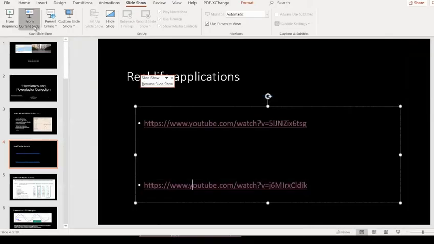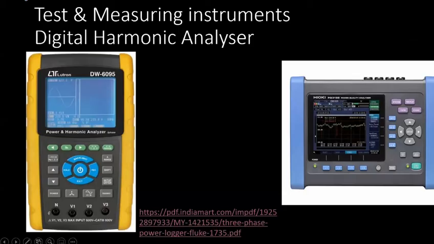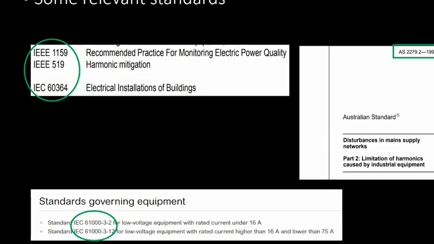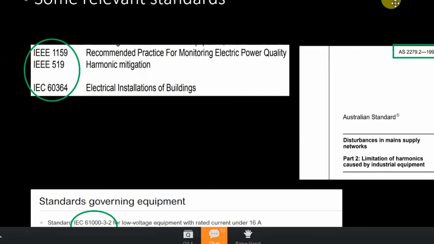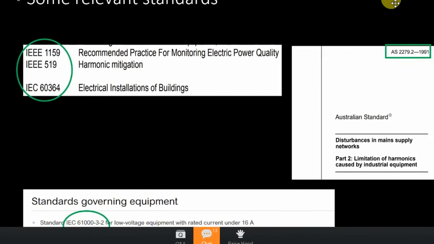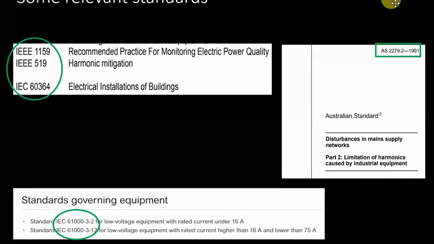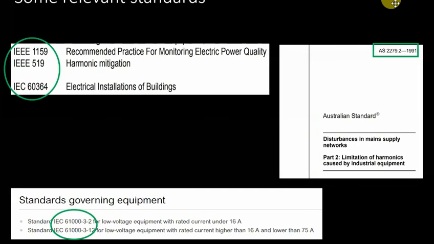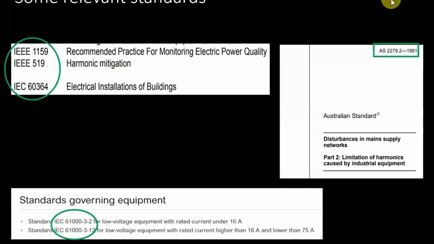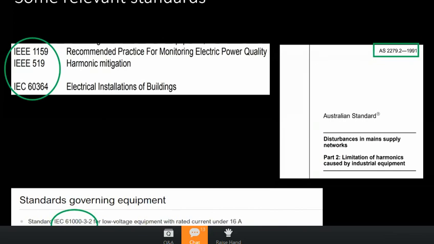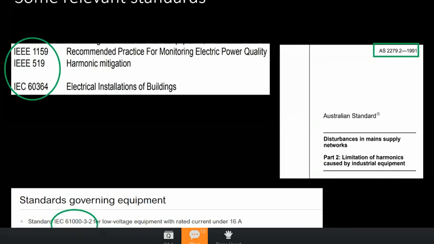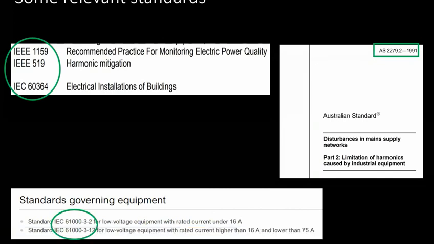Then, moving on, a couple of standards which have relevance to harmonics, power factor correction and mitigation. One of the more common ones is IEEE, the Institute of Electrical and Electronics Engineers. IEEE 519 talks about harmonic mitigation. IEEE 1159 talks about recommended practice for monitoring electric power quality. We then have several IEC standards, International Electrotechnical Commission.